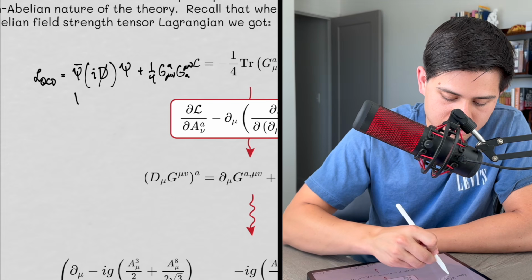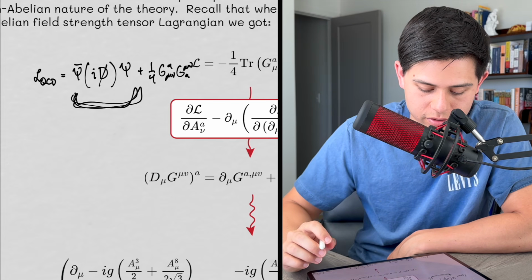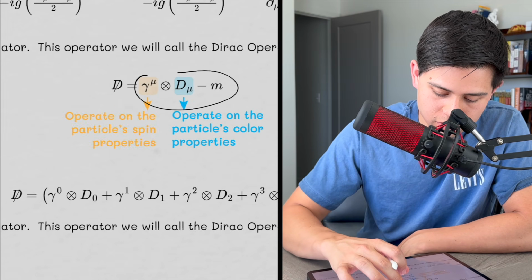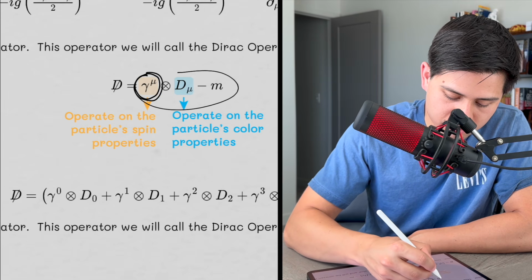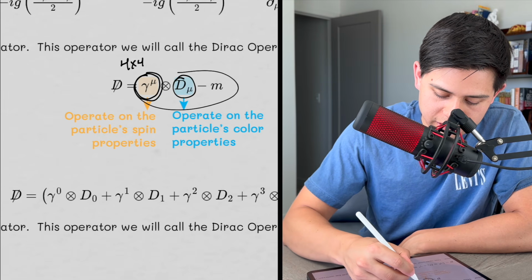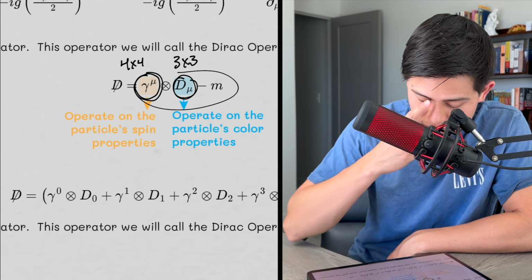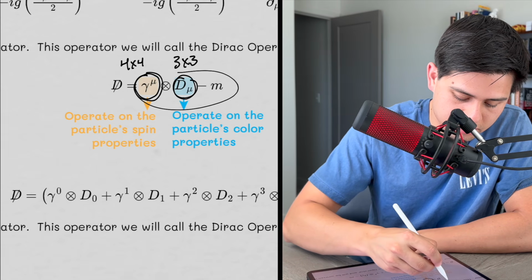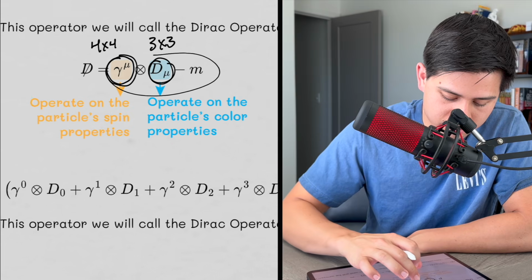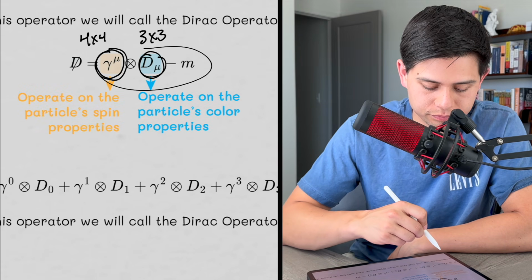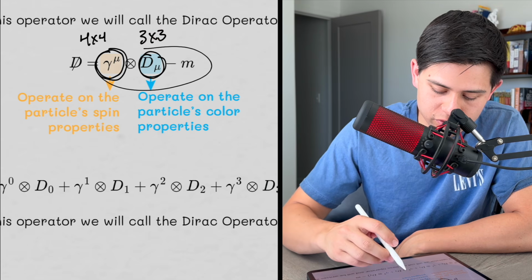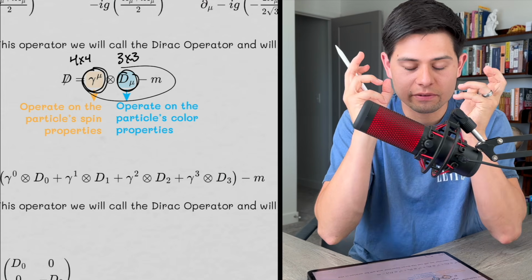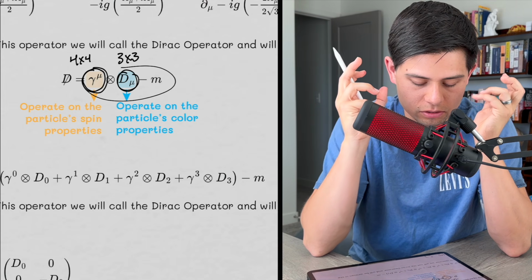Okay, this is now the spinor part. Looking at this really quick, this part here was 4 by 4. This part here is 3 by 3. This is not space-time. This operates on the particle's spin properties. This operates on the particle's color properties. And there's mixing, and the mixing is given to us by the tensor product. So this is quite interesting.